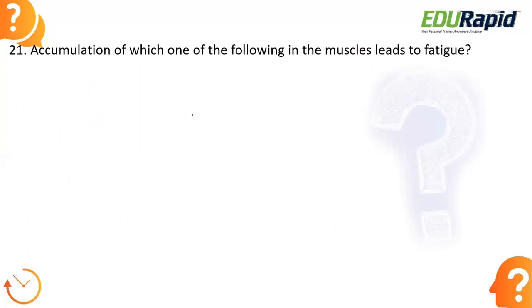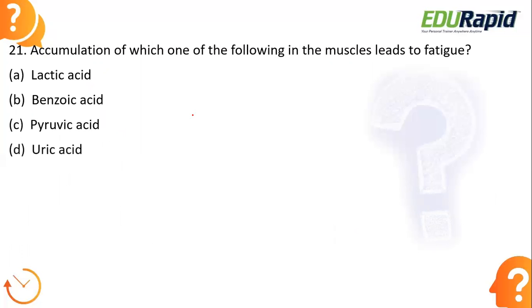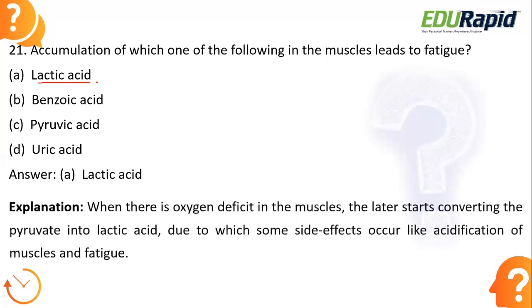Accumulation of which one of the following in the muscles leads to fatigue? Lactic acid, benzoic acid, pyruvic acid, uric acid. The right answer is option A, lactic acid.